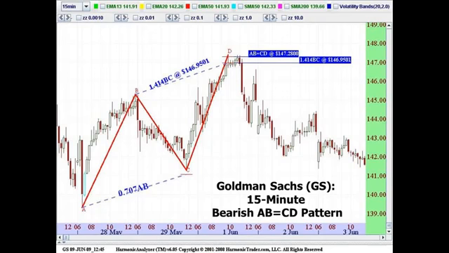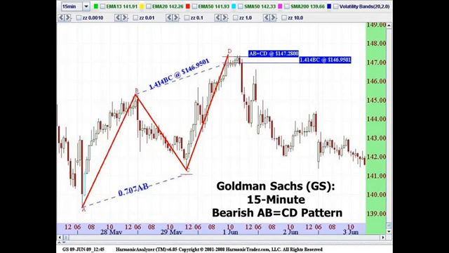On this 15-minute chart of Goldman Sachs, we have another distinct bearish AB equals CD pattern. In this case, the C point was almost a precise .707 retracement of the AB leg. The .707, a little lesser number within the harmonic ratios, but still validated the structure. That established a BC extension, which would be a 1.41 measurement. That is the reciprocal of the .707.